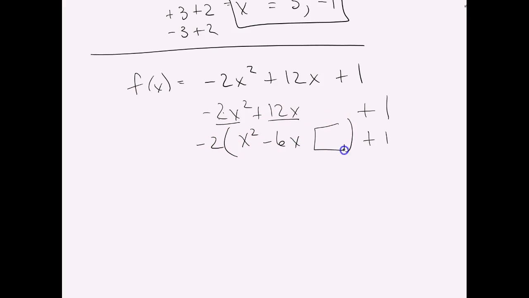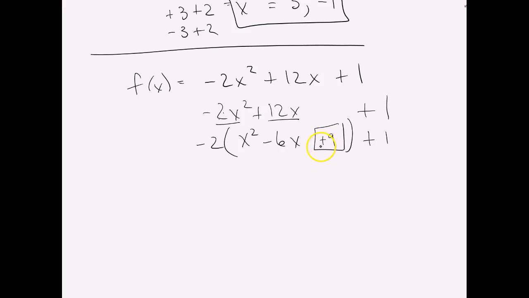Now we're ready for the box, okay? What am I going to put in that missing space? Well, half of 6 is 3. 3 squared is 9. So we're going to have a plus 9 right here. Now remember, whatever you do here, you're going to do the opposite back here, okay? So this is where it's a little tricky, because if you put a minus 9, you're actually wrong.